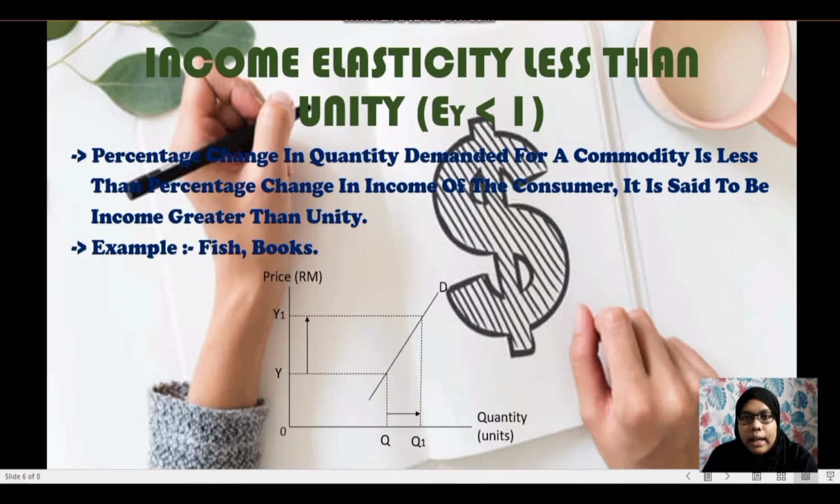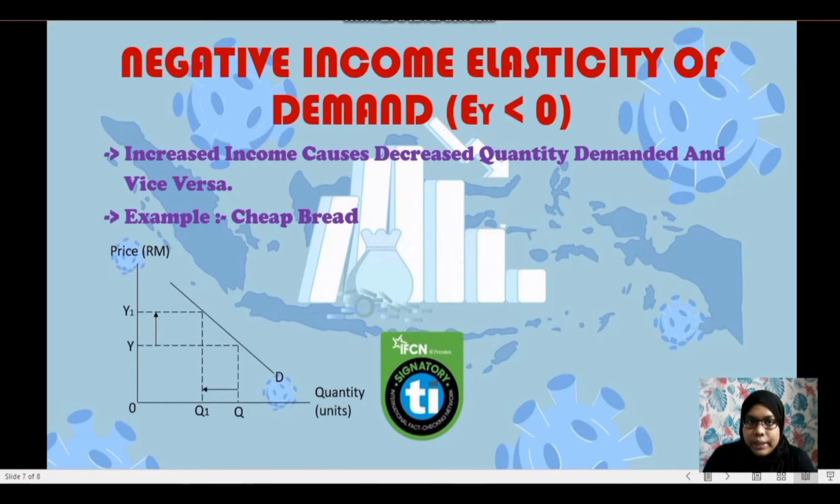Third, income elasticity less than unity. If the percentage change in quantity demanded for the commodity is less than the percentage change in income of the consumer, it is said to be income elasticity less than unity. For example, when the consumer income rises by 5% and the demand rises by 3%. Examples are fridges and books.